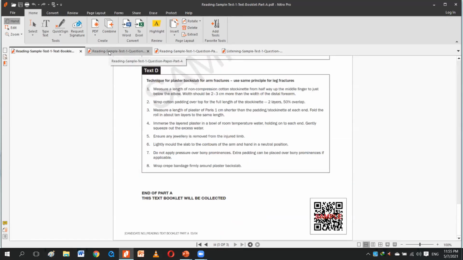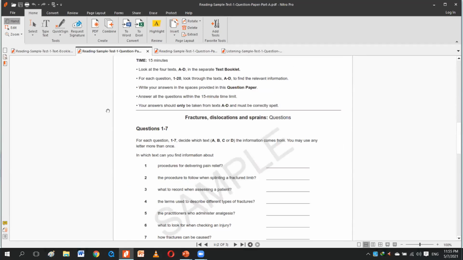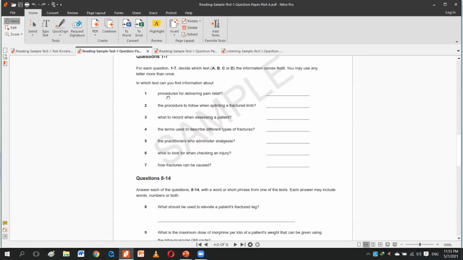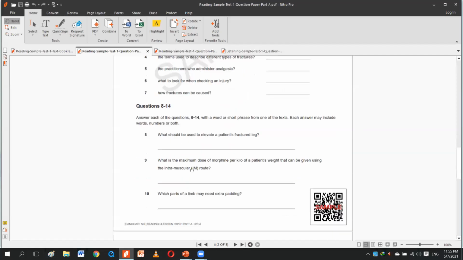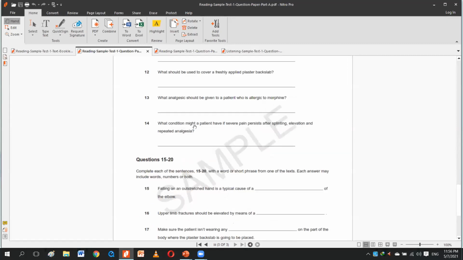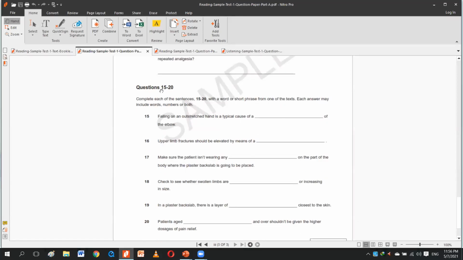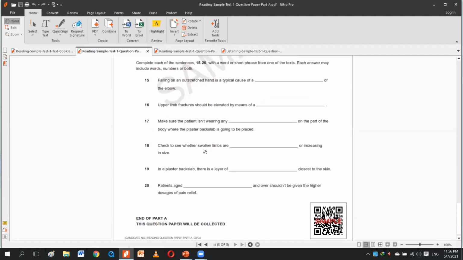And you'll have another booklet, an answer booklet, or the papers for questions and answers. So we have the first 7 questions matching. Then we have the next questions from 8 to 14, like short answers, and from 15 to 20, sentence completion. So this is the end of the first part of the reading subtest, part A.